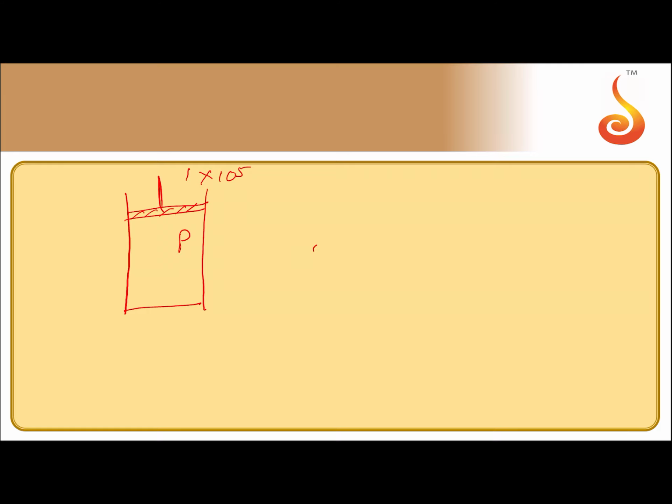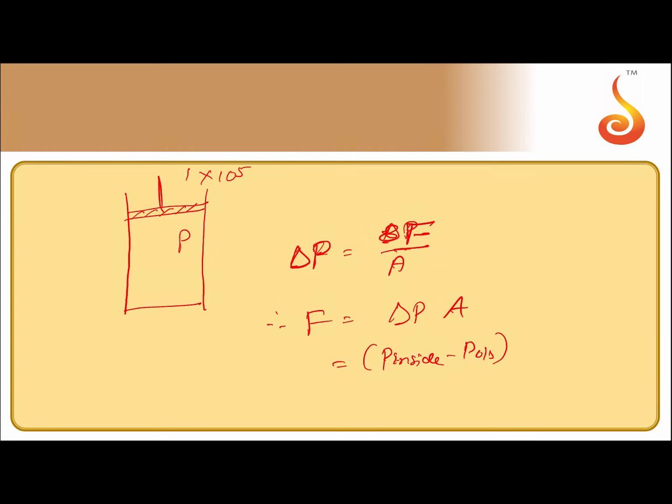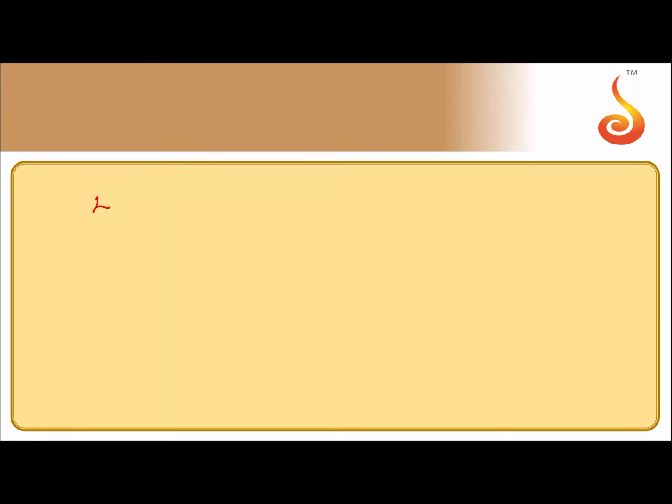You know that force is nothing but pressure difference divided by area. Sorry, the other way around. Pressure is force divided by area, or this is the excess pressure or the difference in the pressure. So I can write force is equal to delta P into A. What is the delta P? P inside minus P outside, into A. So 48 is equal to P inside, P minus 1 into 10 to the power of 5, into the area.